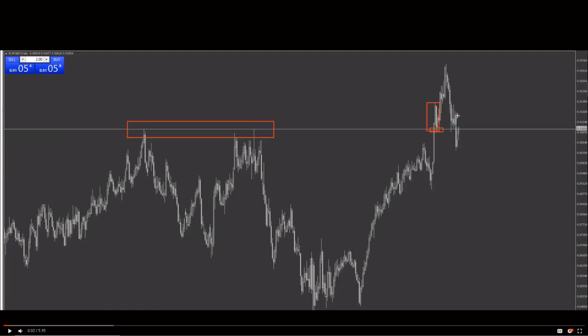And so, given that we're into this relatively thin or illiquid leg, I'm now anticipating that price will find resistance somewhere up in this daily liquidity base. So that's the context here.